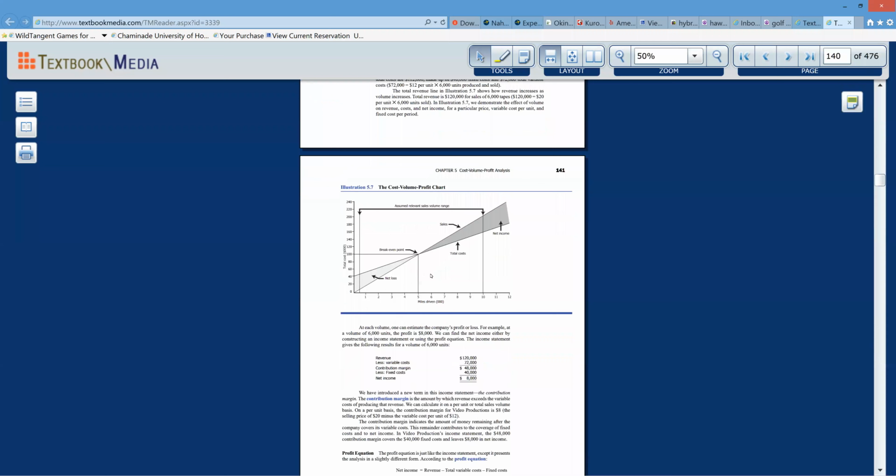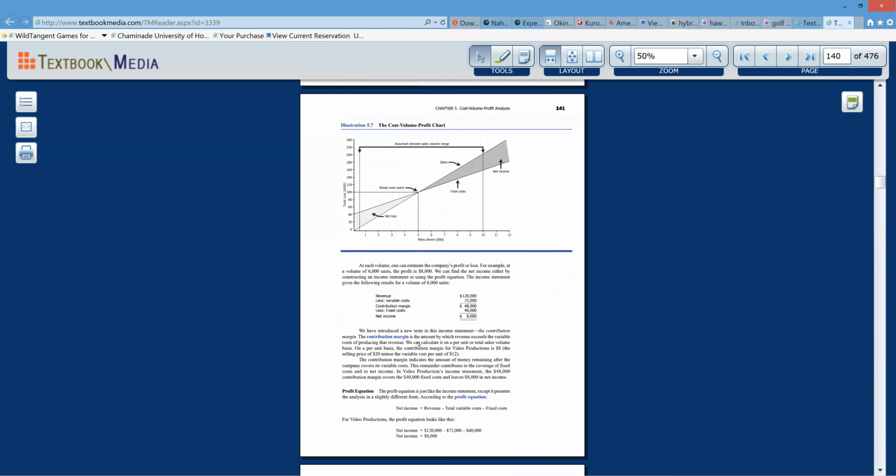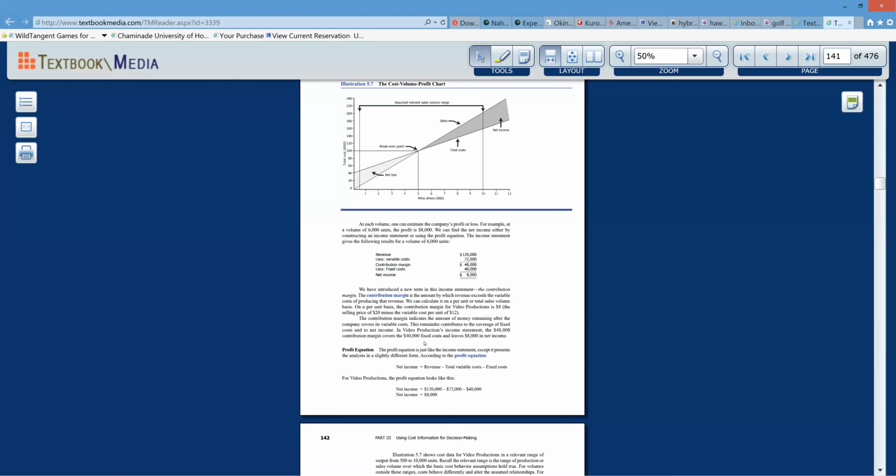So you can use a chart like this to try to figure out what we just said, but that's very imprecise. I don't like charts because it depends on how well you draw them. So let's use formulas instead to figure out what the break-even point is.